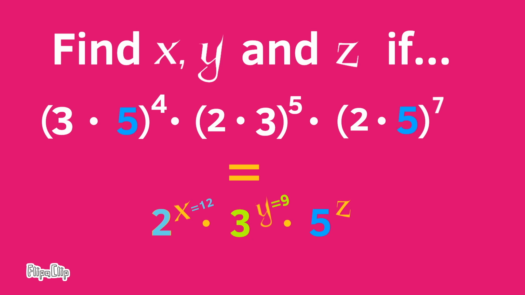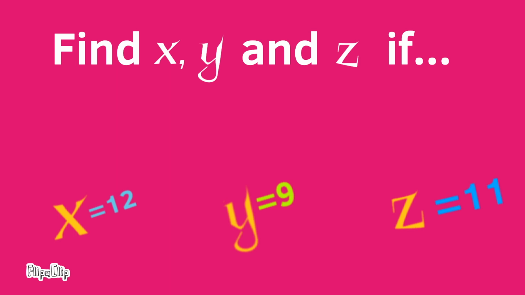I can see that there's two base number 5s. The first base number 5 has an exponent of 4, and the second base number 5 has an exponent of 7. And 4 plus 7 equals 11. Or 5 to the power of 4 times 5 to the power of 7 equals 5 to the power of 11. X equals 12, y equals 9, and z equals 11.